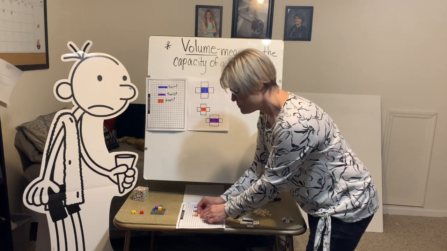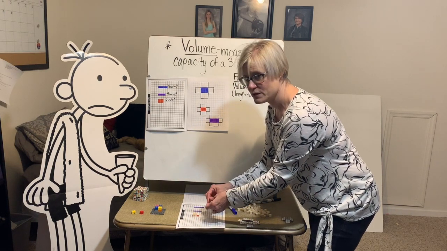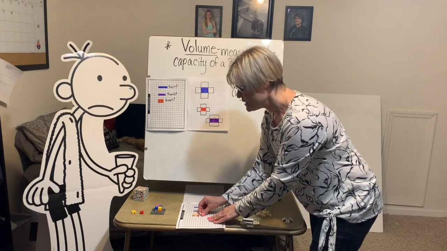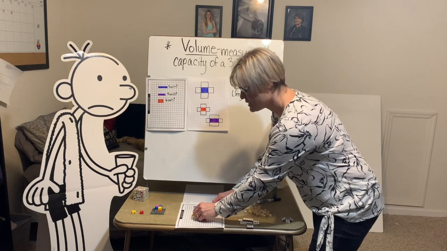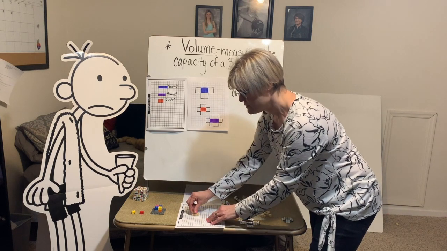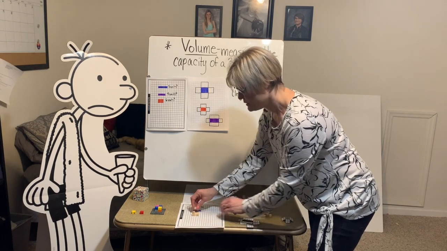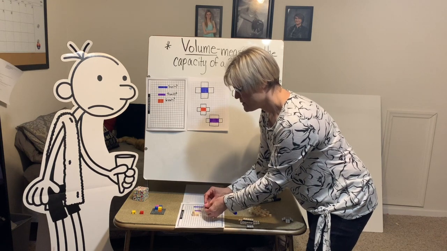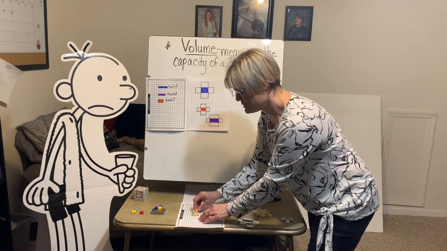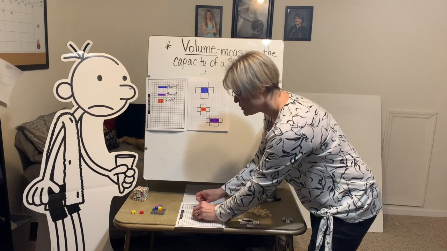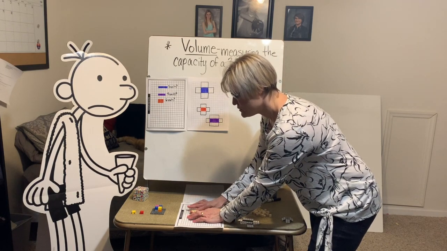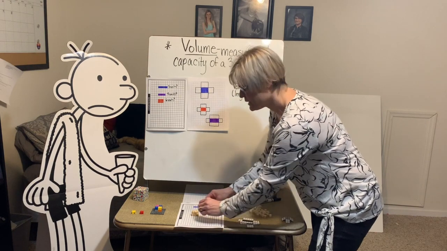If my box that I was filling in had sides, it might not just be one layer. My box might be taller than that. So I can fill in the rest of the box, my imaginary box here. And I notice that when I have volume, I can have more than one layer.